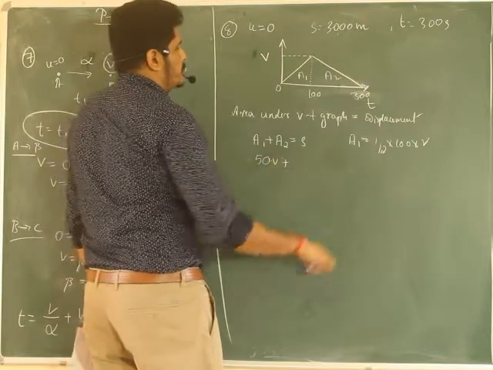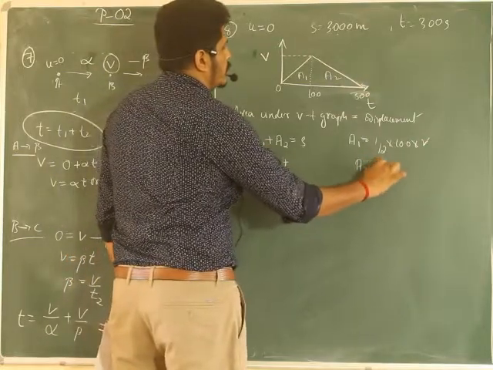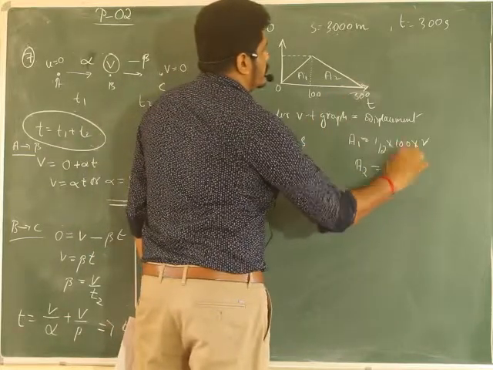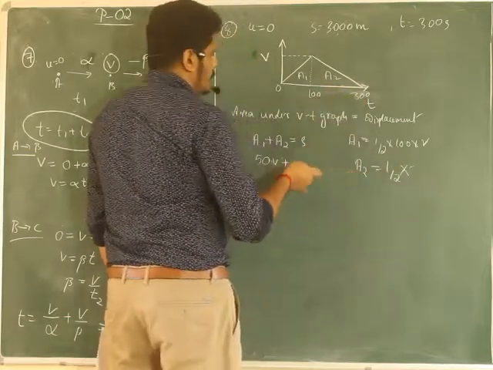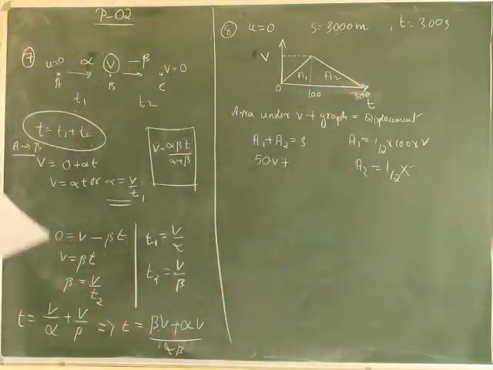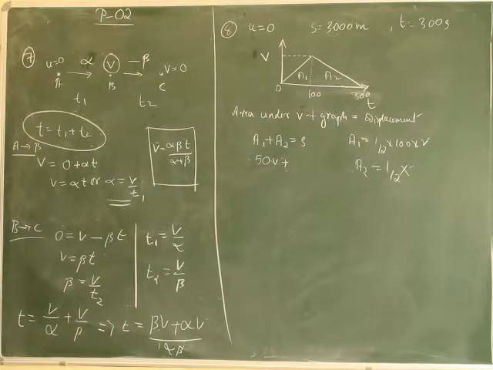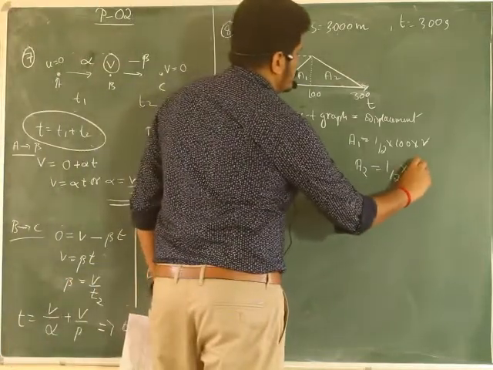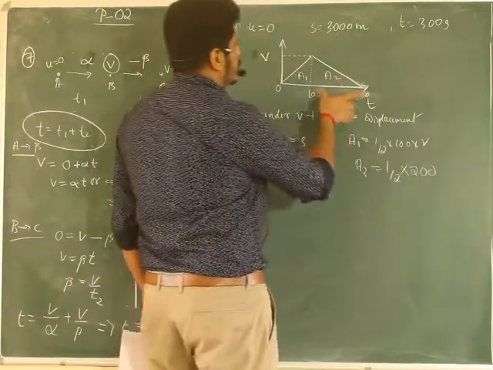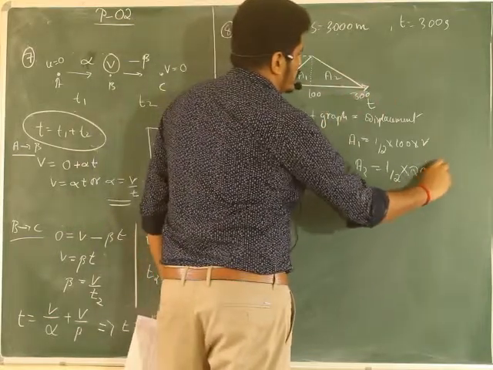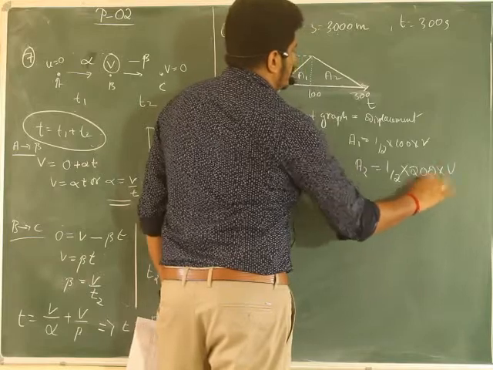So it is 50V plus, what is A2? A2 is equal to half into base. I'll take it here, it is 100 to 300. That means it is 200 here, because from 100 to the next it is 200, so don't write 300 here. Into the velocity V.